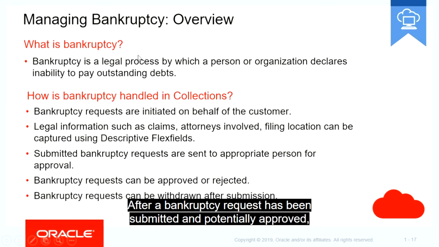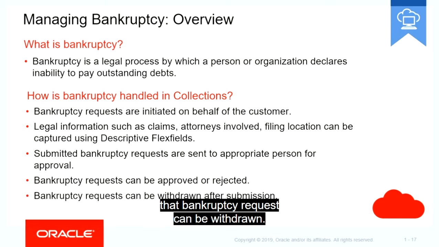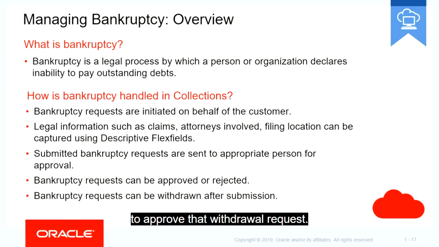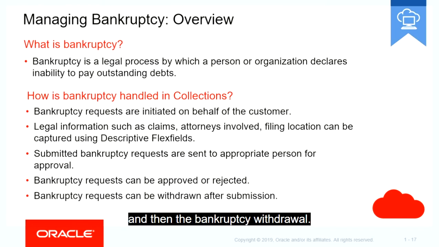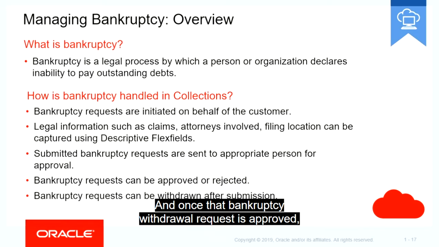After a bankruptcy request has been submitted and potentially approved, that bankruptcy request can be withdrawn. So users can submit a bankruptcy withdrawal request after a bankruptcy request has been approved. A notification is sent to the appropriate person. Again, I'm using the example of a collections manager to approve that withdrawal request. So there's a workflow that handles both the initial request for bankruptcy and then the bankruptcy withdrawal. And once that bankruptcy withdrawal request is approved, the customer status switches from bankrupt to delinquent.